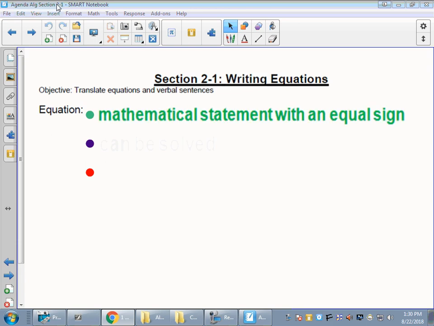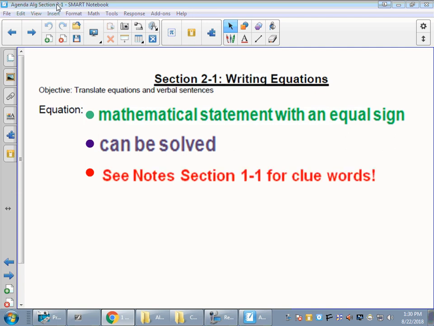So first, what is an equation? We should know now that it's a mathematical statement with an equal sign. We also know that it can be solved. We're going to get a solution. We're going to get an answer. And then we're also going to tell you to check back here and check your notes from section 1.1 for all those clue words. What makes add, subtract, divide, multiply, all those things. And again, that's back in section 1.1.